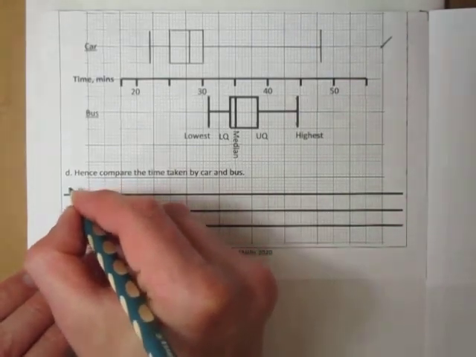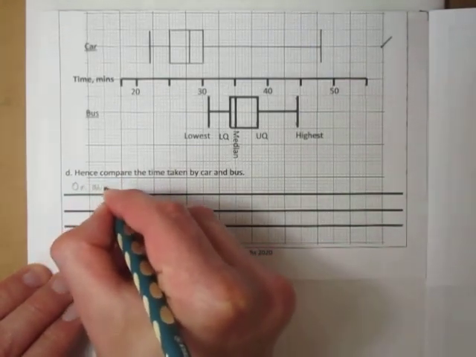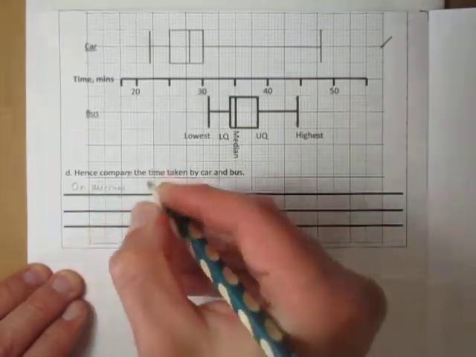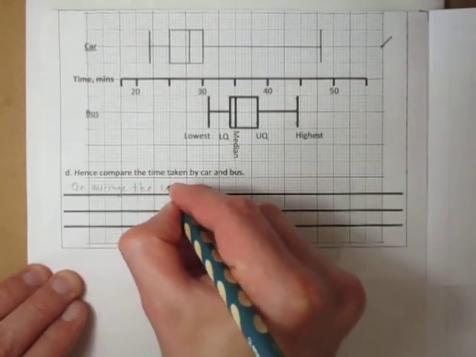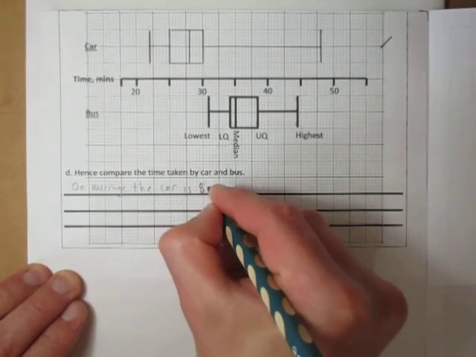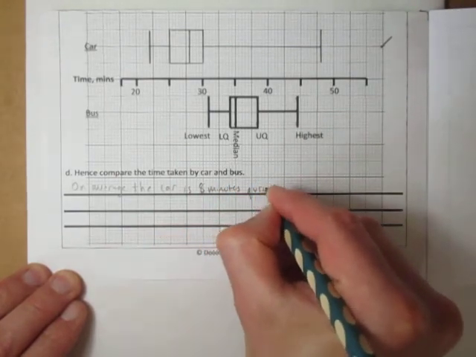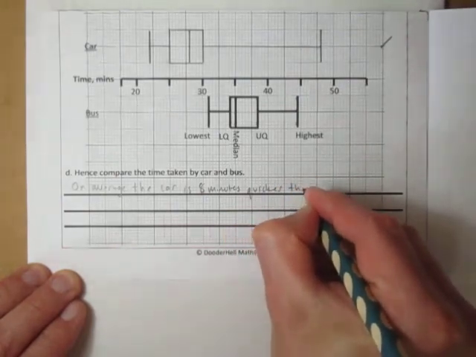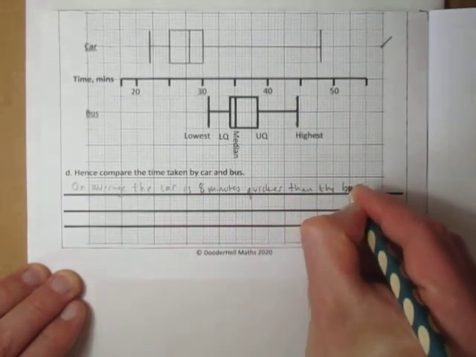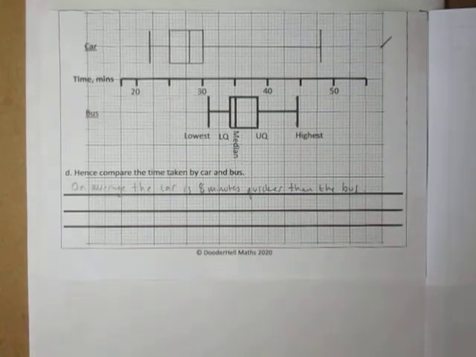So I could say on average the car is 8 minutes quicker than the bus. Okay, so on average the car is 8 minutes quicker than the bus. So that's dealt with the measure of location.